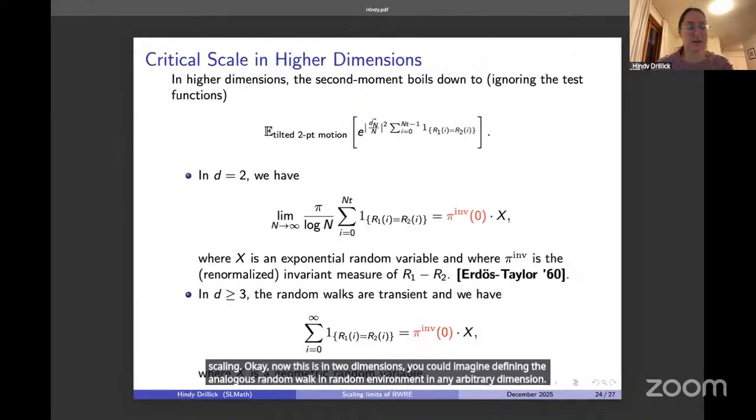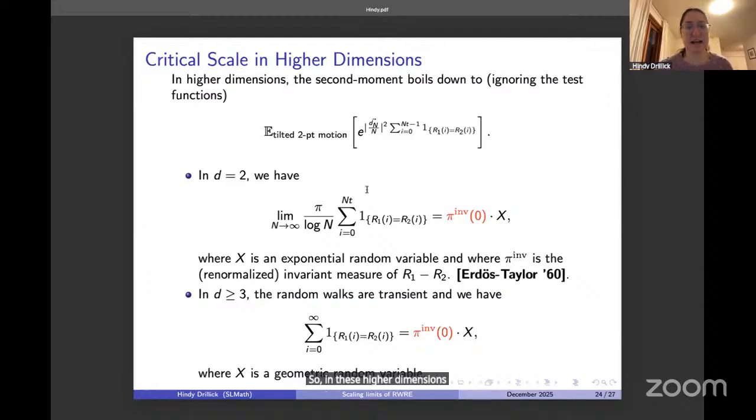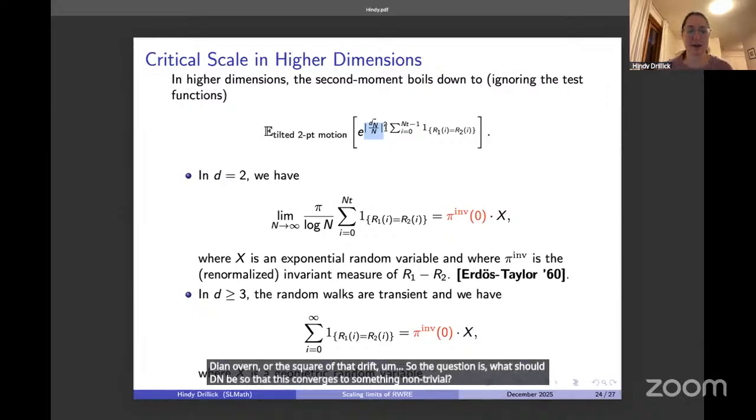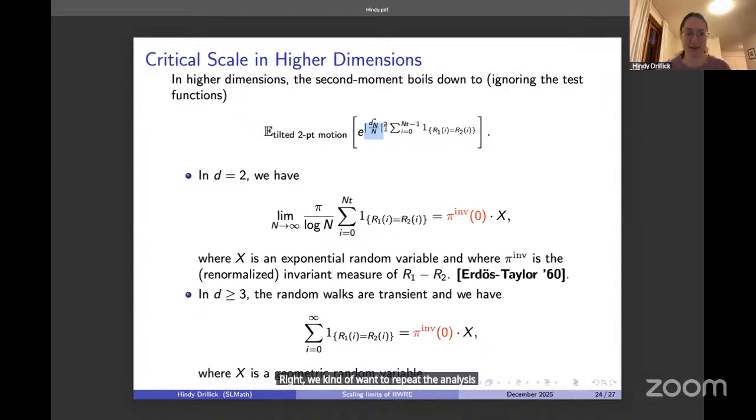So in these higher dimensions, the second moment computation will boil down to the same kind of exponential of the discrete intersection local time, but now the prefactor will be given by the drift d_n over n, or the square of that drift. So the question is, what should d_n be so that this converges to something non-trivial, right? We kind of want to repeat the analysis that we did in 1 dimension. Well, in d equals 2, the discrete local time of two-dimensional random walks behaves quite differently.